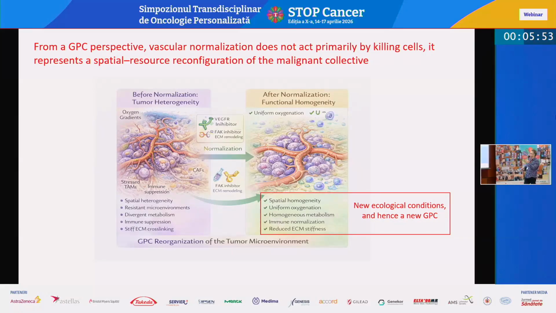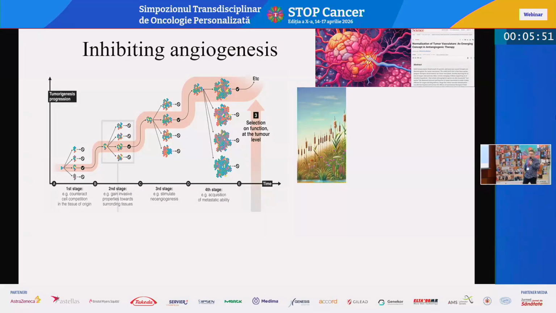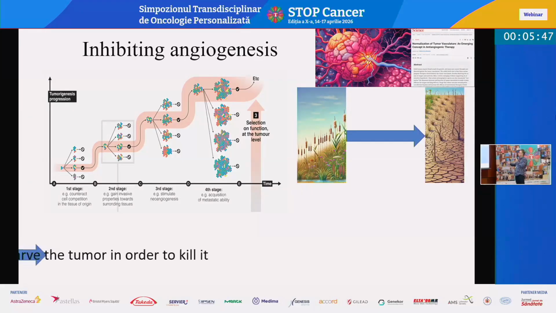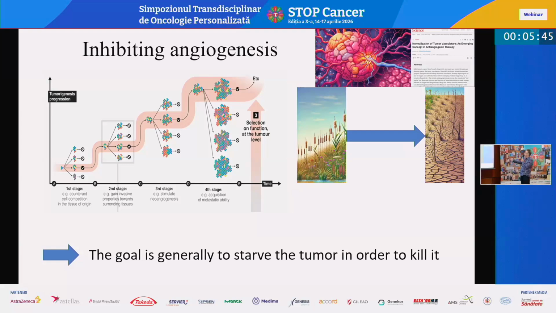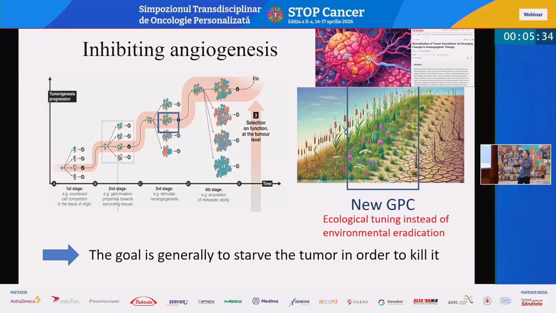And if you consider, for instance, the drugs that are used to inhibit angiogenesis, usually we use these drugs with the first objective to eradicate the tumor, to starve the tumor. In the context of GPC-based therapies, this is not the objective. We could try to have lower quantities of drugs, maybe in addition with other drugs. The objective is to change the GPC of the tumor to induce a mismatch between the tumor and the microenvironment.